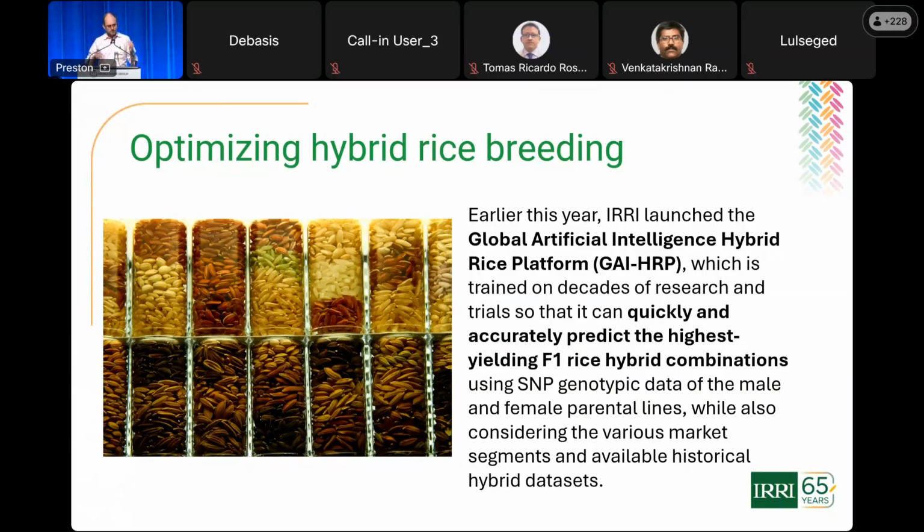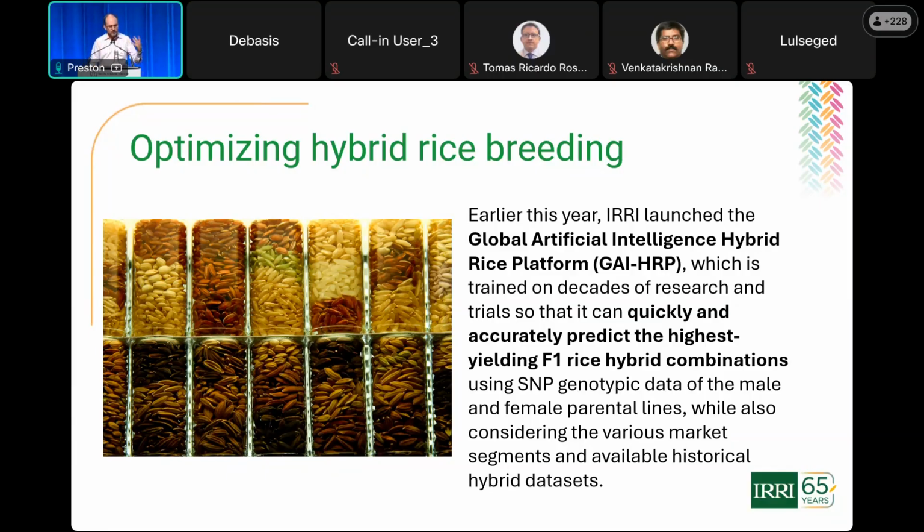So looking at different traits of parents to predict the highest yielding F1 hybrid combinations, and to help make that process a lot faster, so instead of having to test an almost infinite amount of combinations, you can optimize and say, all right, we're going to test these 20 combinations and breed those initially to find ones that are most optimized for both productivity, but also for different market traits and market demands that might be needed.